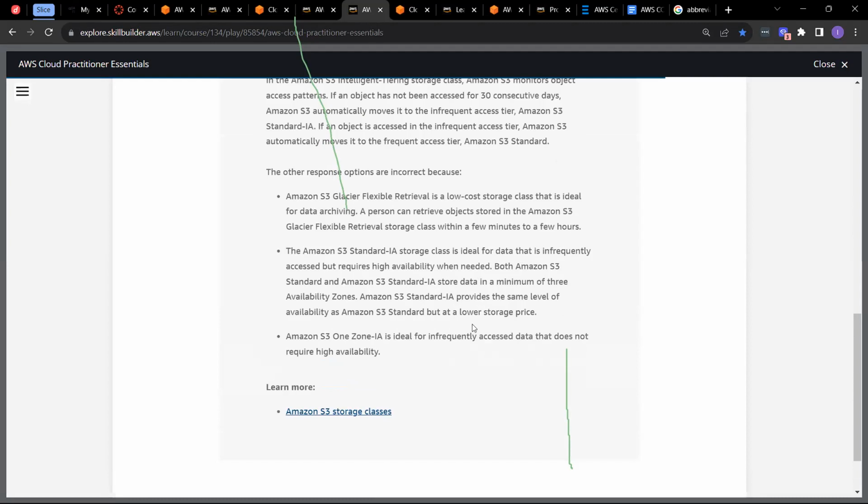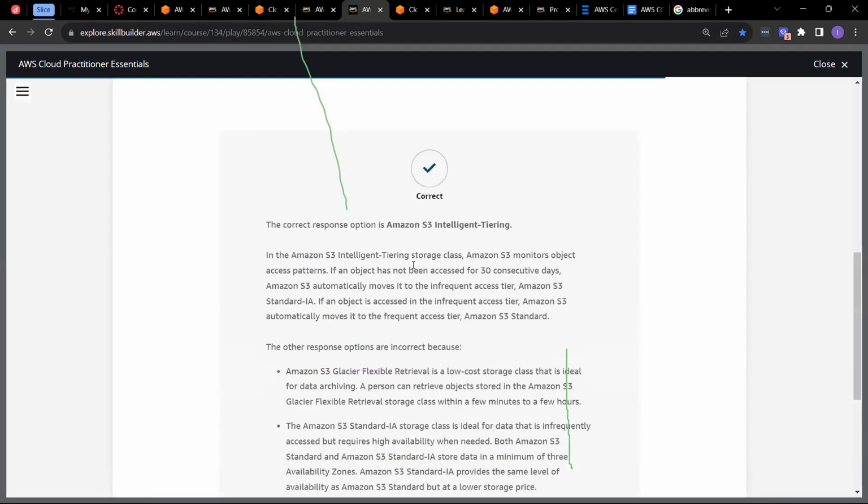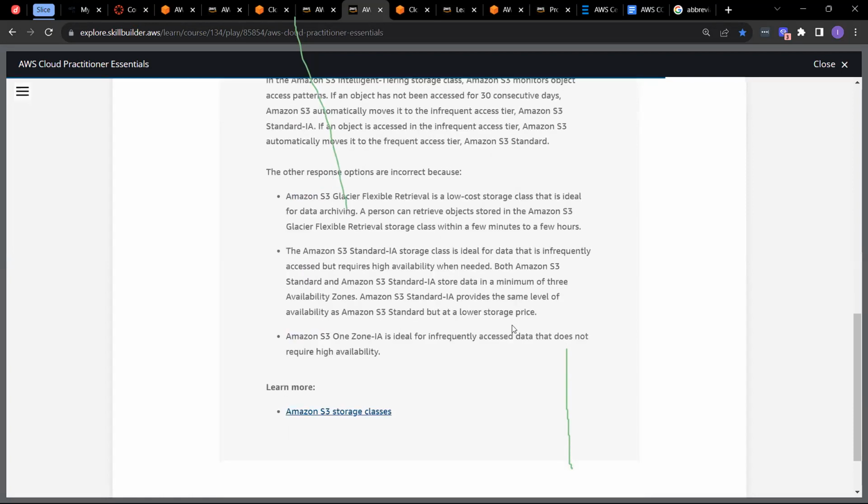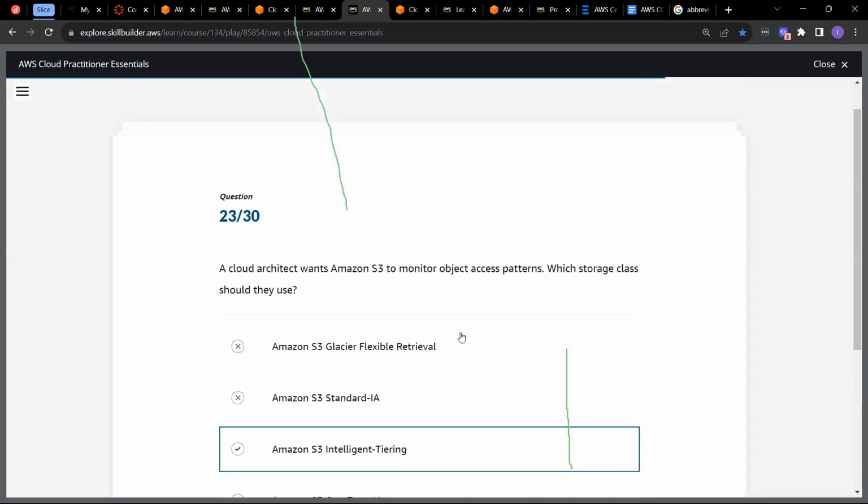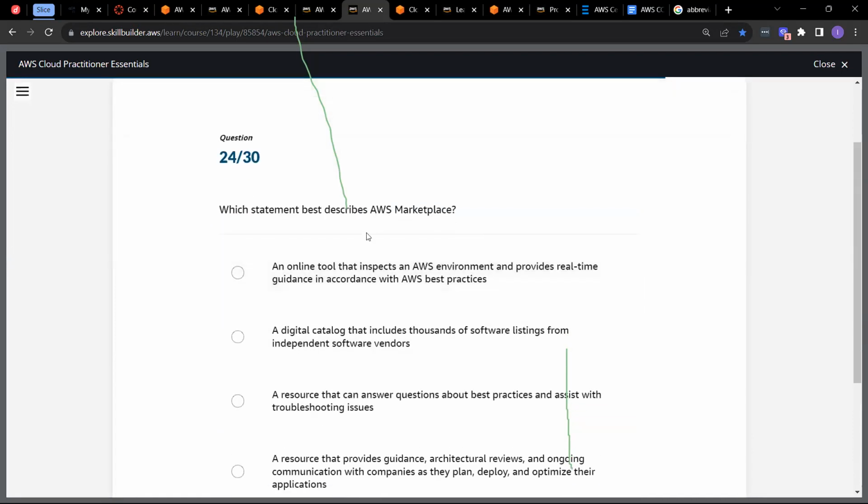Read the main one, the top one. With the Intelligent-Tiering storage class, Amazon S3 monitors object access patterns. If an object has not been accessed for 30 consecutive days, Amazon S3 automatically moves it to the infrequent access tier. If an object is accessed in the infrequent access tier, Amazon S3 automatically moves it to the frequent access tier. So the answer is the Intelligent-Tiering one. Which statement?